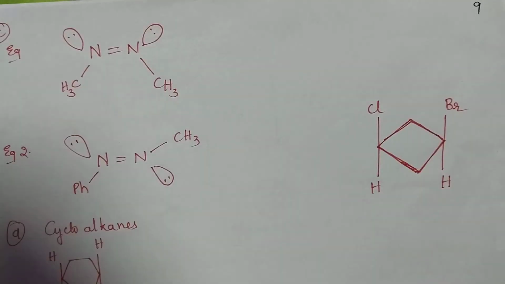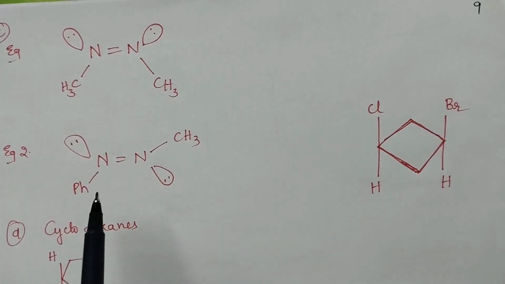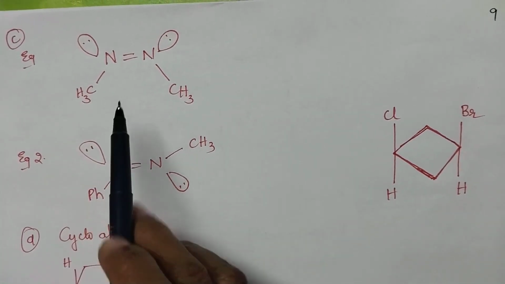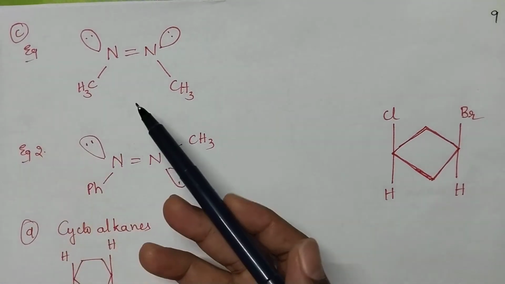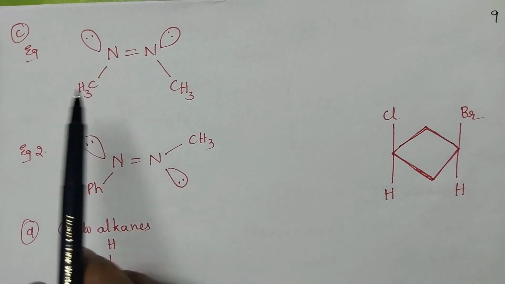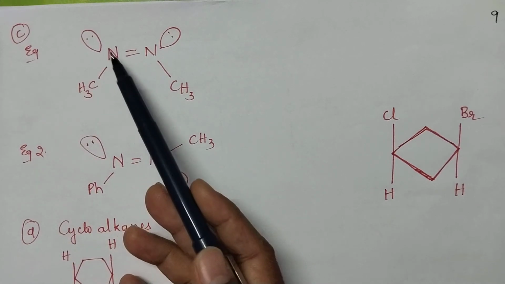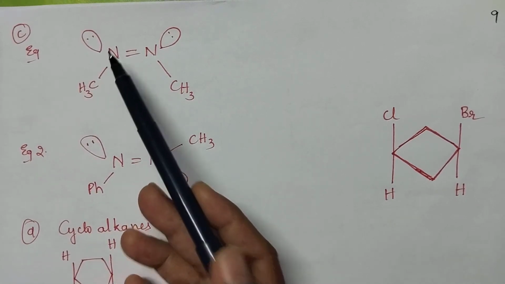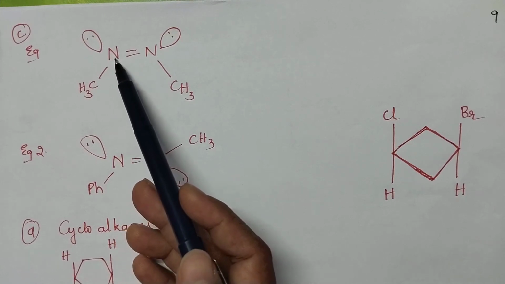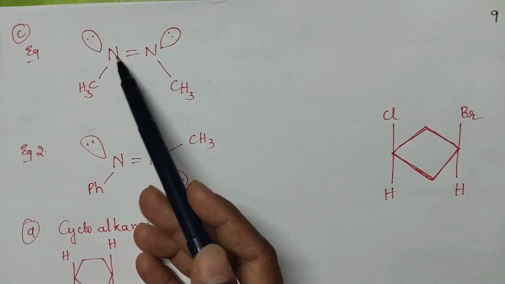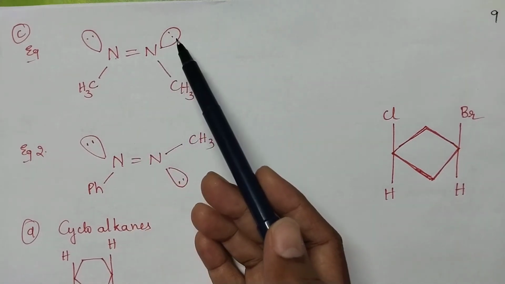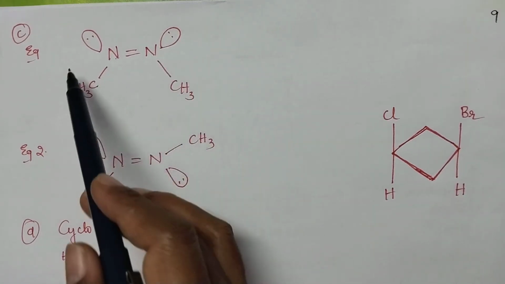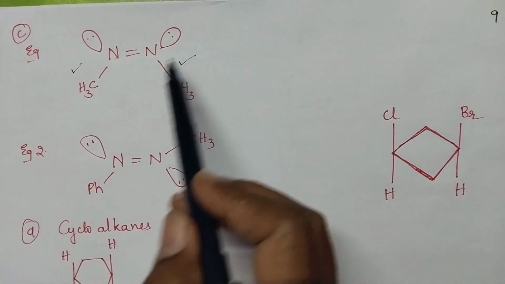Is it clear about the geometrical isomerism? Let us see how to test the presence of geometrical isomerism if the double bond is present between nitrogen atoms. Here we have to consider the presence of lone pair electrons on the nitrogen. So here the first nitrogen contains a lone pair of electrons and a methyl group. On the second nitrogen also a lone pair of electrons and a methyl group are present. So these two are different and these two are different.